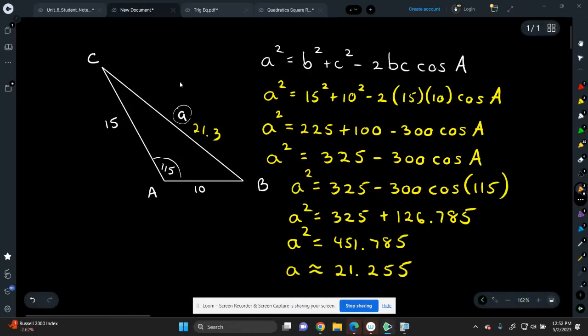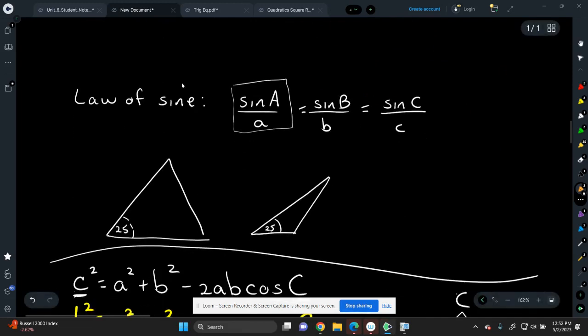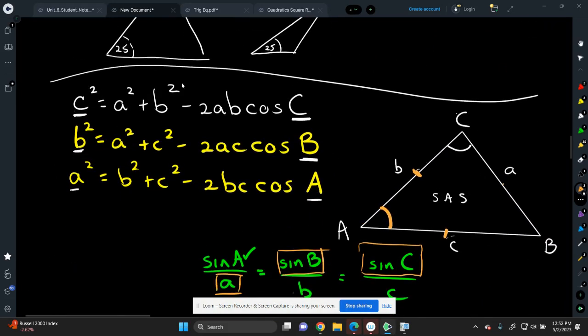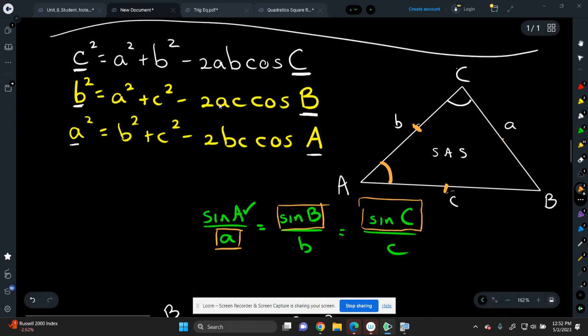Okay, so since I forgot to record, I'm just going to scroll down and make sure there's a picture on the screen of what we did. Here we have the law of cosine and the law of sine.